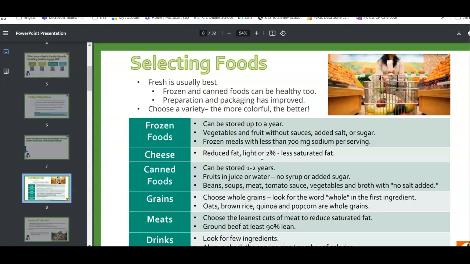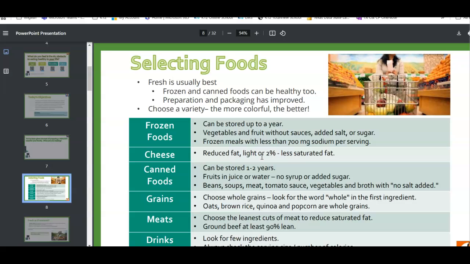Vegetables with fruit without sauces, added salt or sugar. Frozen meals with less than 700 milligrams of sodium per serving. Cheese, you want to get reduced fat, light 2% is less saturated. Canned foods, they can be stored 1 to 2 years. Fruit and juice or water, no syrup or added sugar. Beans, soups, meat, tomato sauce, vegetables, and broth with no added salt.